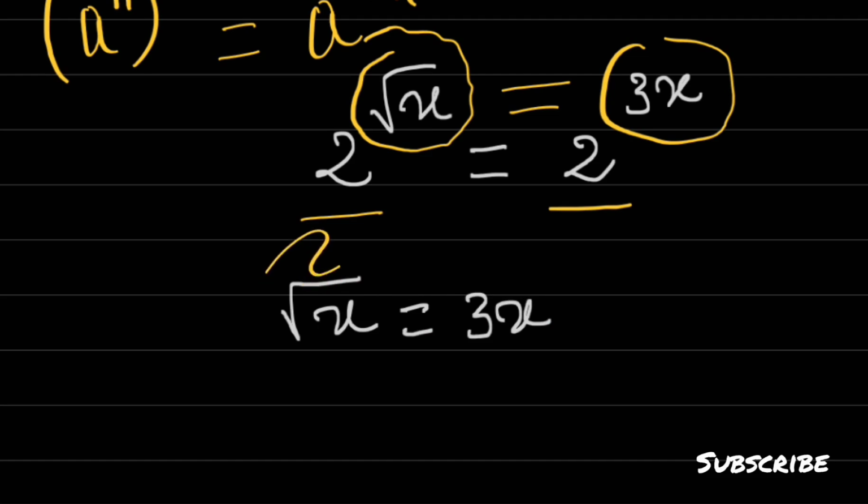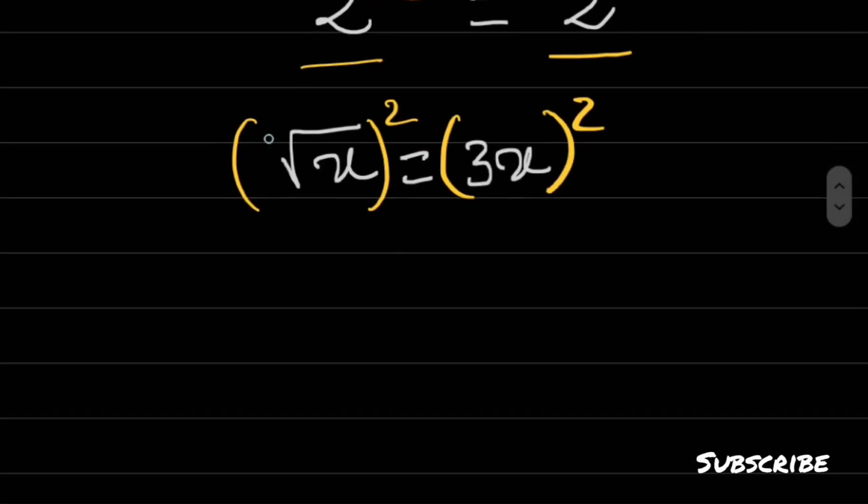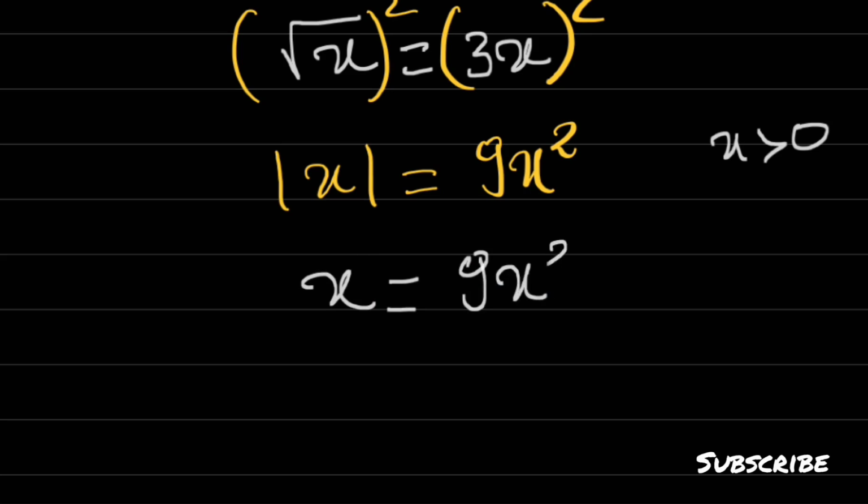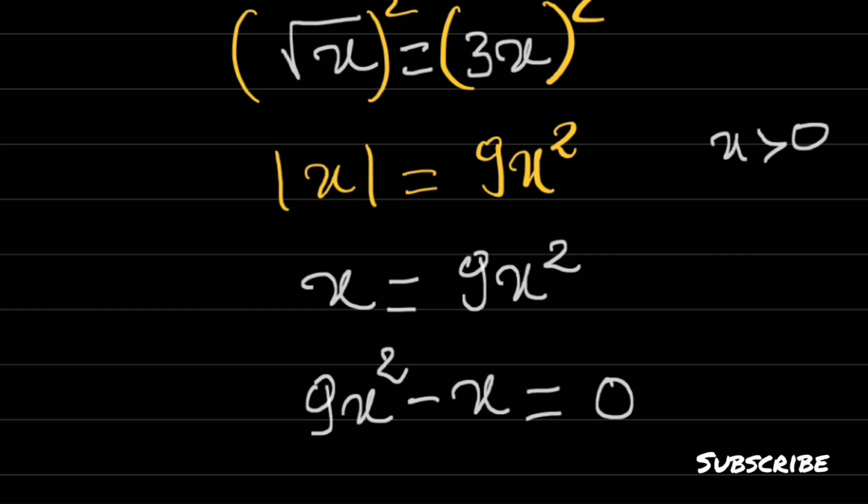Now we're going to square both sides, and here we have the absolute value of x equal to 9x squared. Remember here that x is positive, so the absolute value of x remains x, that is x will be equal to 9x squared. So we're going to move this x to the other side, and we'll have 9x squared minus x equal to 0.